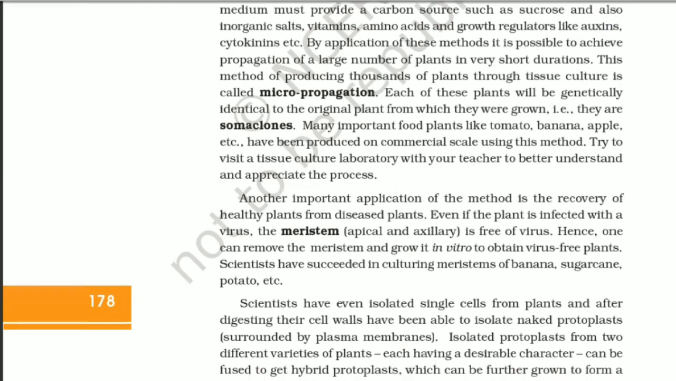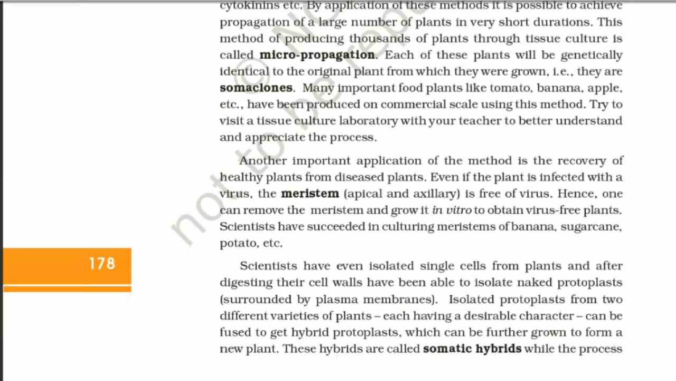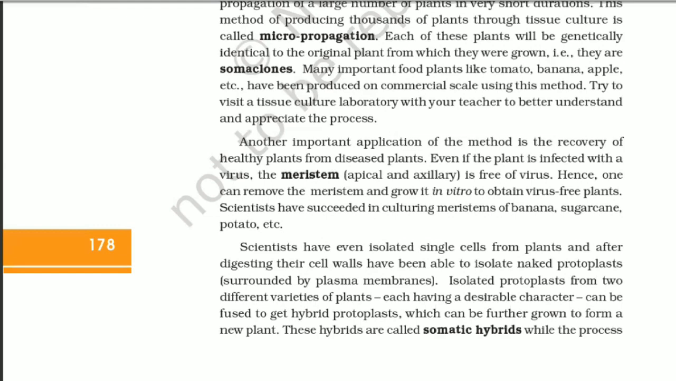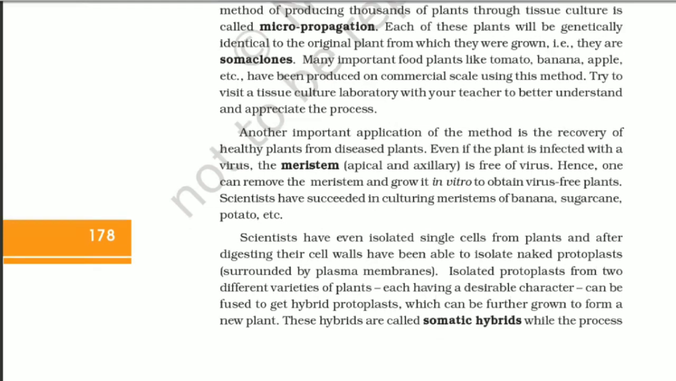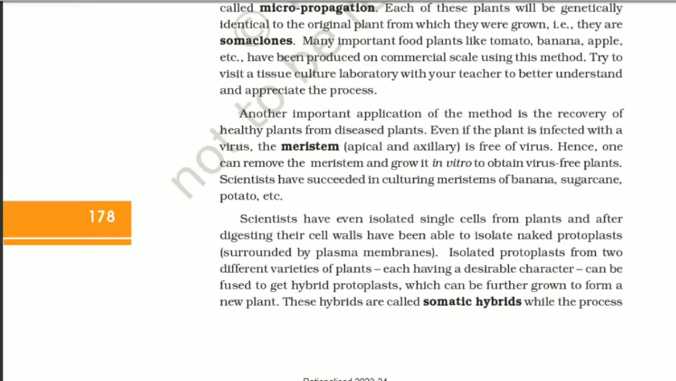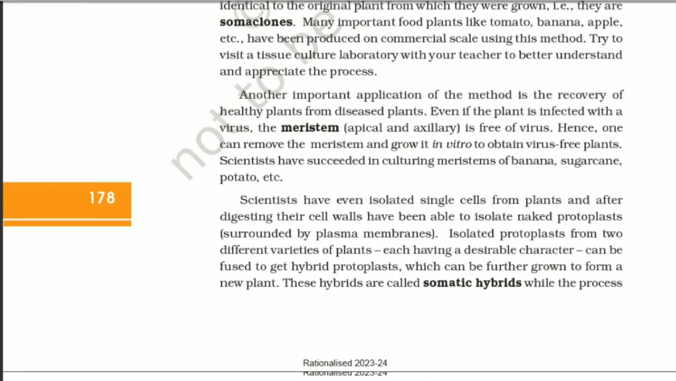By application of this method, it is possible to achieve propagation of a large number of plants in a very short duration. This method of producing thousands of plants through tissue culture is called micropropagation. Each of these plants will be genetically identical to the original plant from which they were grown. That is, they are somaclones. Many important food plants like tomato, banana, apple, etc. have been produced on a commercial scale using this method.